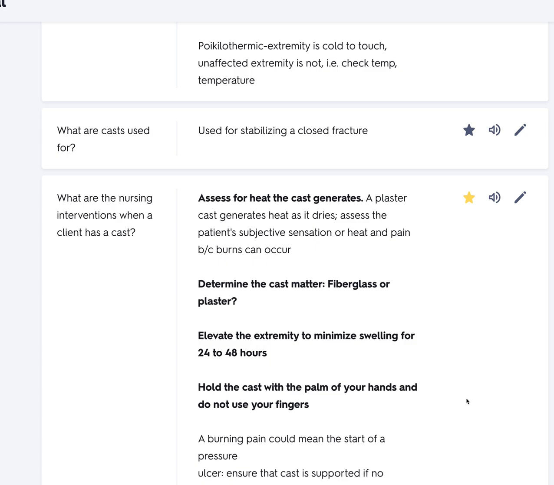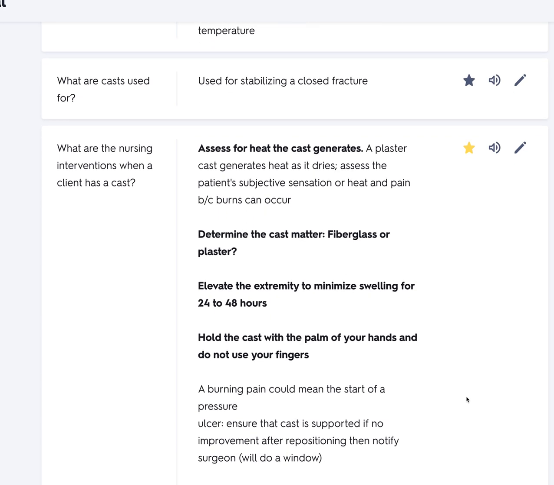Fiberglass casts dry very quickly, like 30 minutes. Those are the cute ones, usually the fluorescent ones are really cute. Plaster of Paris takes forever to dry. That's why you would ask what kind of cast it is. You want to elevate the extremity to minimize swelling and prevent compartment syndrome for 24 to 48 hours after the incident, or after the cast was put on.